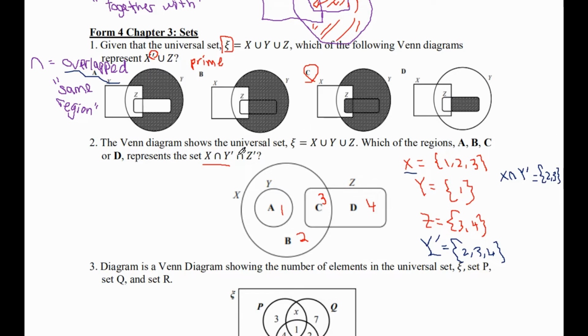After that we have to intersect with z prime. So what is z prime? Z prime means outside of z. So outside of z will be 1 and 2. So lastly, x intersect with y prime intersect with z prime. What is the common number between this one and the z prime? It will be 2. So equals 2. So the answer will be B. This is the alternative method that you can do for this kind of question.